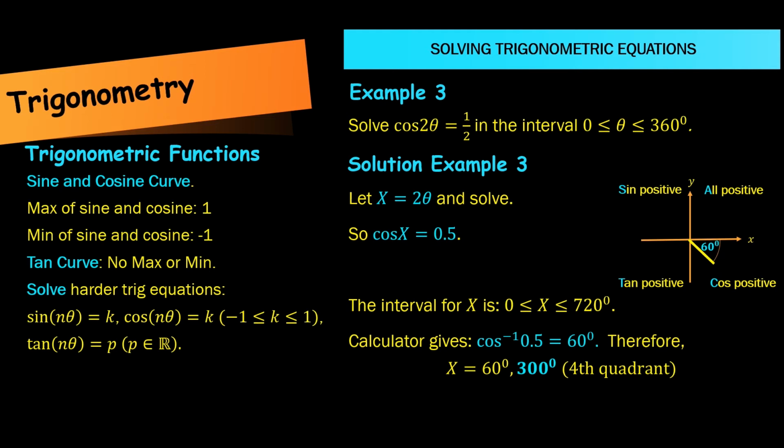And of course, because we're investigating cos of something equals a positive value, we're looking in the fourth quadrant because that is where cos is also positive. So our first principal solution is 60 degrees, and then another solution is 300 degrees as shown. And the other solutions are simply adding 360 degrees onto these first two solutions.